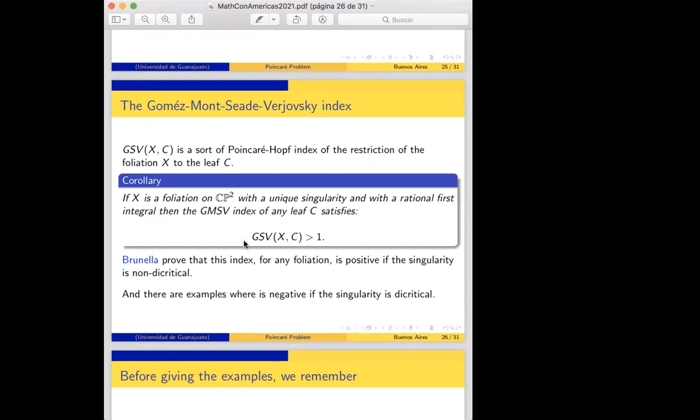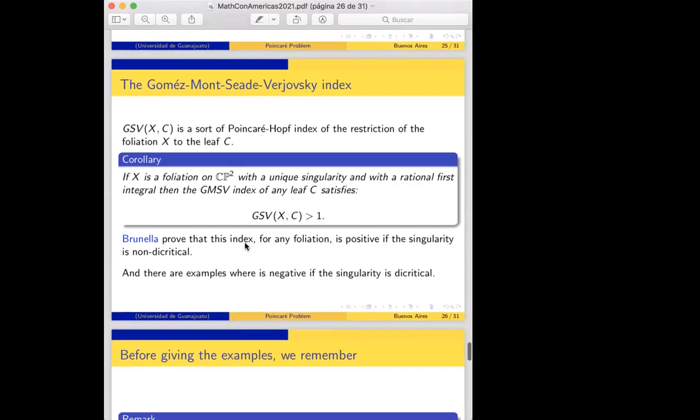This is important because Brunella proved that this index for any foliation is positive if the singularity is not the critical. In this case, we have the critical singularity. And there are examples where this index is negative if the singularity is the critical. For that it is important because in this case it's positive, it's greater than 1, the Gomez-Mont-Seade-Verjovsky index. Okay, this is an important corollary.